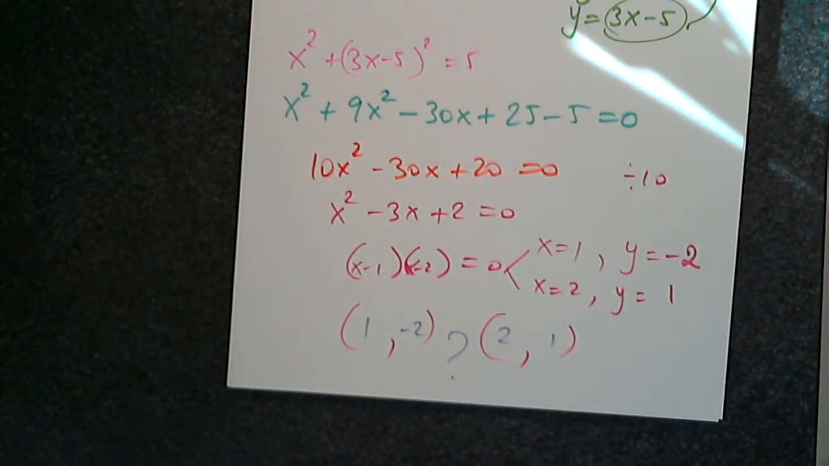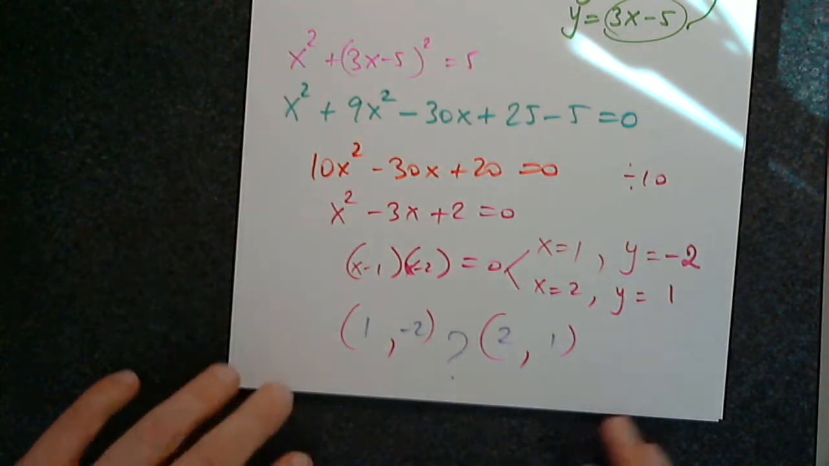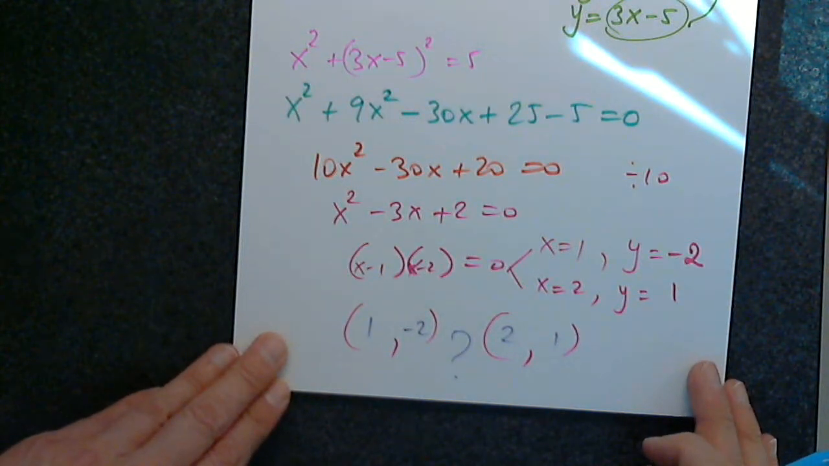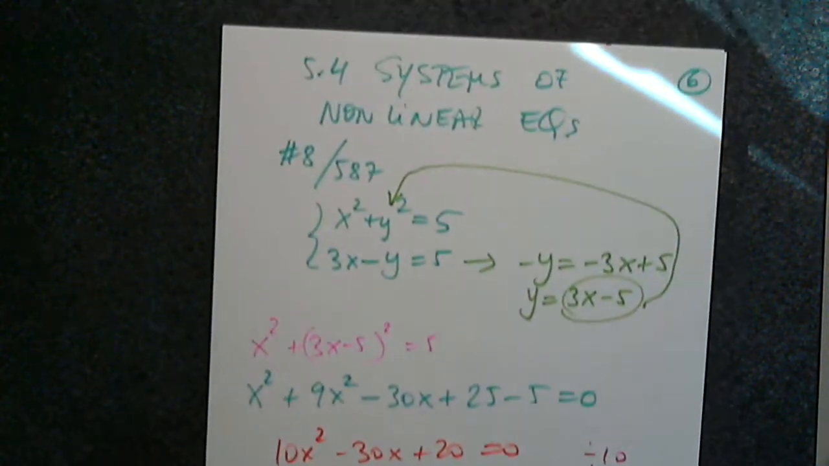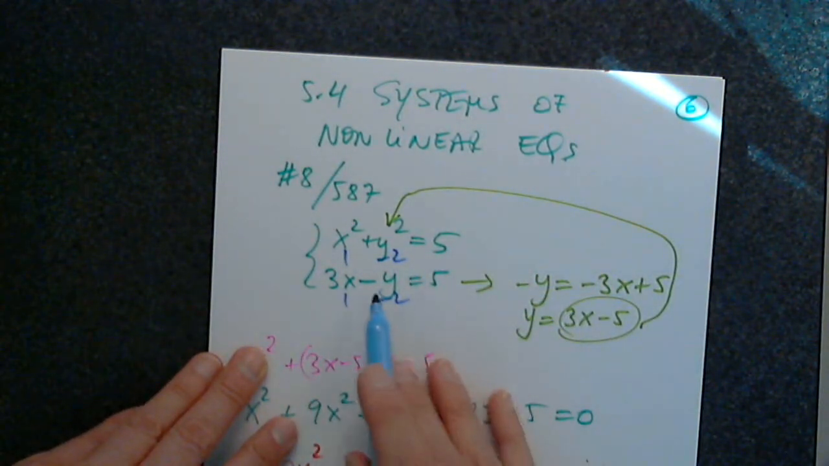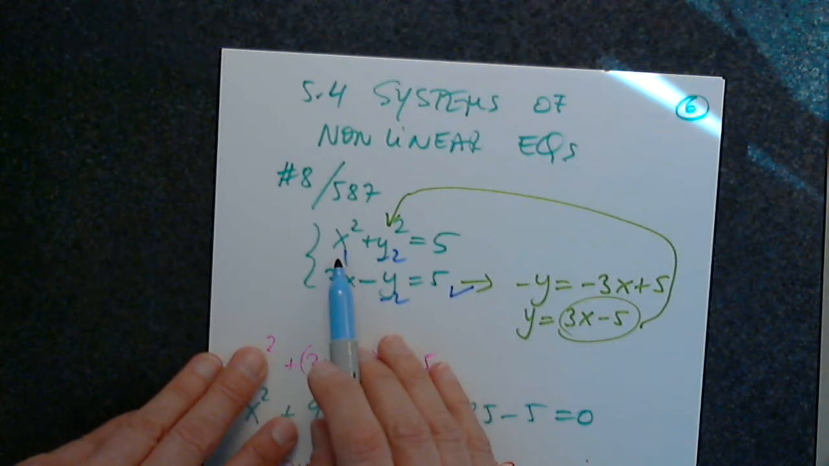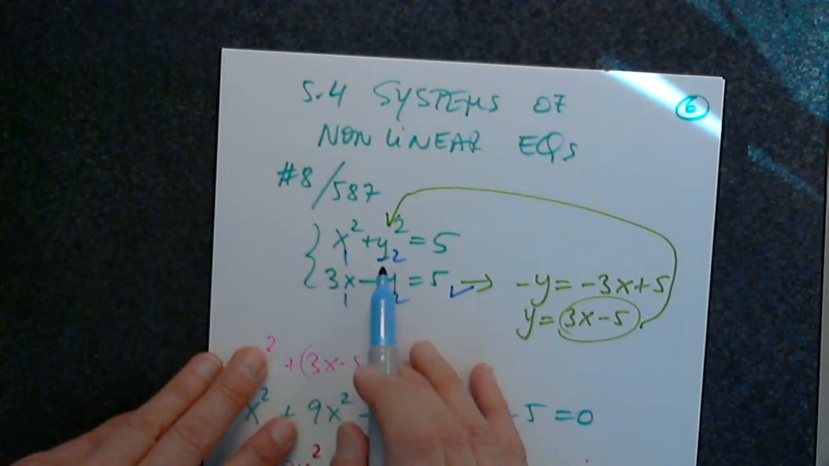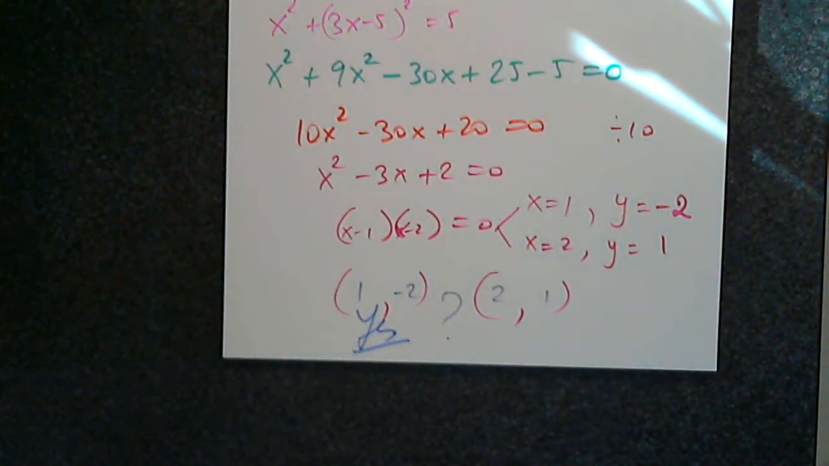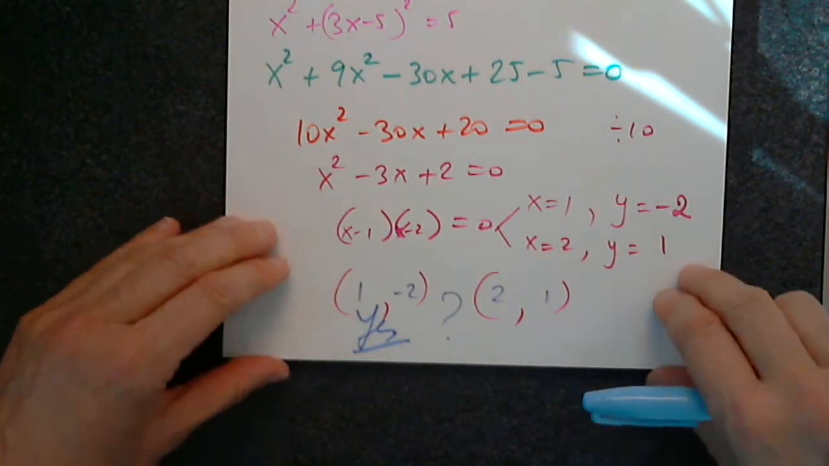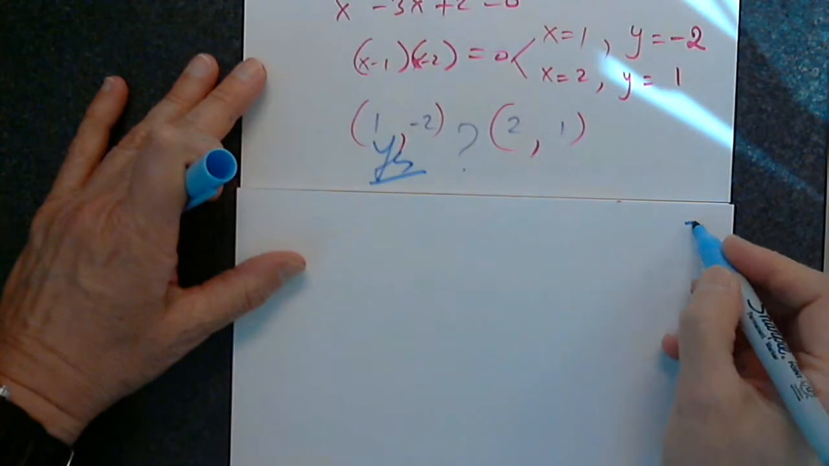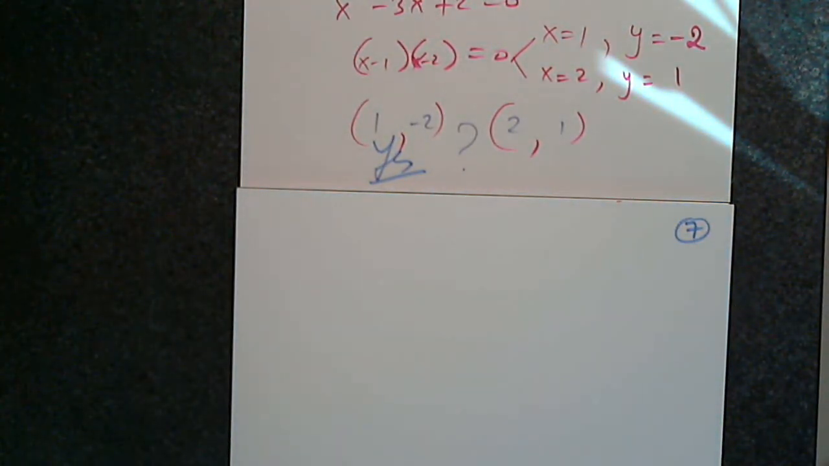Can we check with you? Sure. Both or just one? We can just do one. Let's choose 1, negative 2. Very good. 1, negative 2: 3 plus 5 plus 2 is 5. 1 squared is 1. Negative 2 squared is 4. 1 plus 4 is 5. So I will say yes. In the same way, please check 2 comma 1. Any questions?